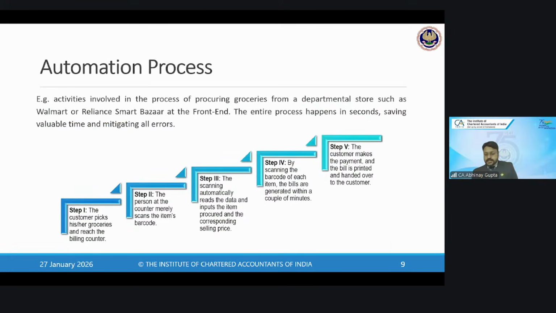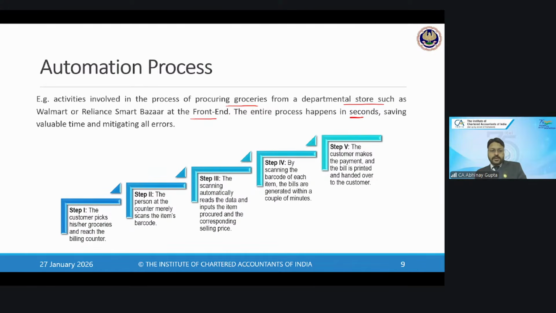Okay. So let's understand one example which is there in your study material on the automation process. Suppose you are entering a mall or mart to buy certain items, groceries or whatever. Then what steps happen in the system for making those sales happen, right? These are the activities involved in procuring groceries from a departmental store such as Walmart or Reliance Smart Bazaar at the front end. The entire process happens in seconds, saving valuable time and mitigating errors.